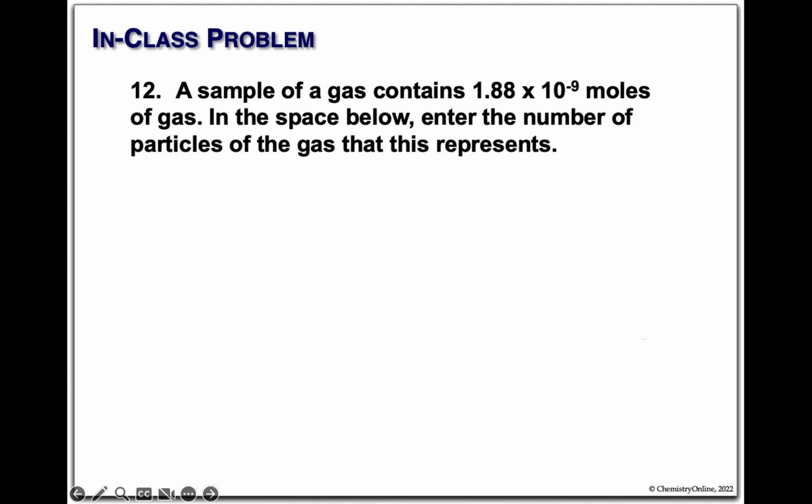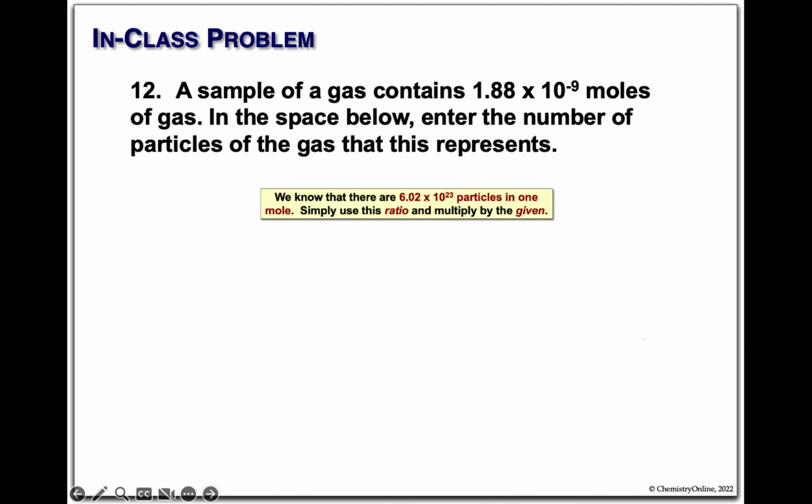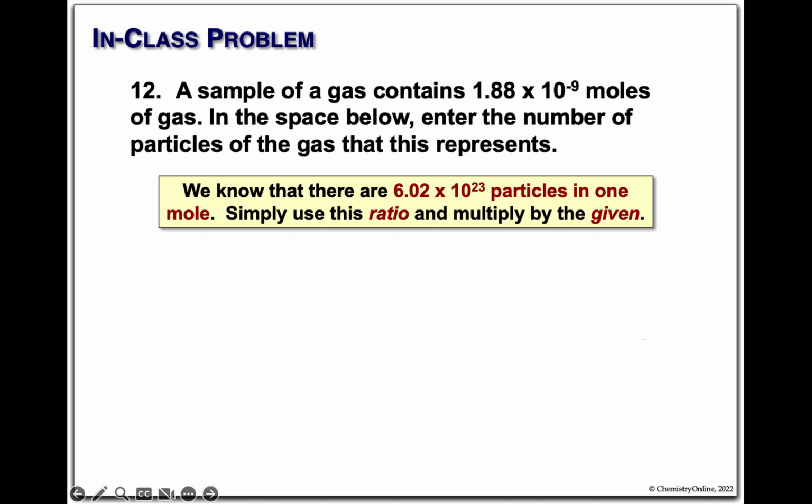We have a sample of gas with 1.88 times 10 to the minus 9 moles in it. Calculate the number of particles of the gas that represents. Whenever you see a particle problem like this, we're dealing with Avogadro's number. Remember, there are 6 times 10 to the 23rd particles in 1 mole. Here we have 10 to the minus 9 moles.